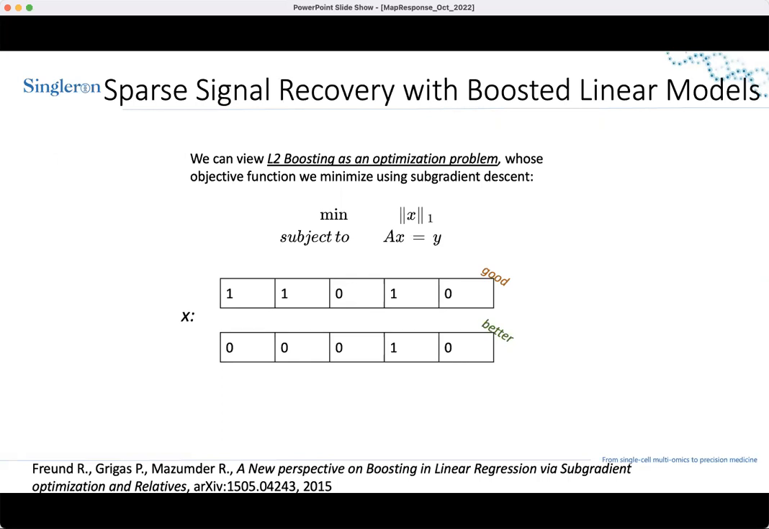And this is actually what we want in a good model of a data set. We want to find the sparsest solution that's still predictive of the data set. There might be many solutions to a particular prediction problem, but what we're actually interested in is if we can find the sparsest one.